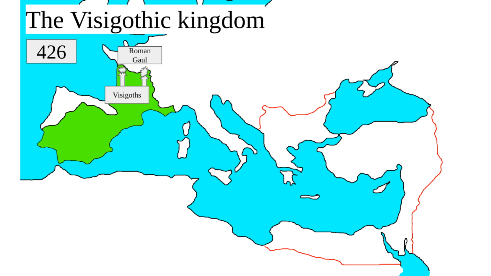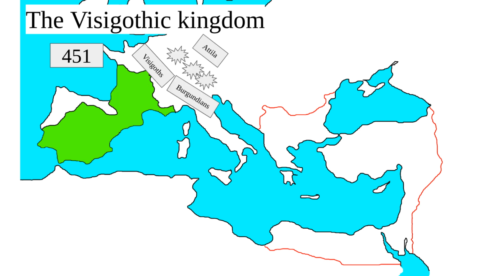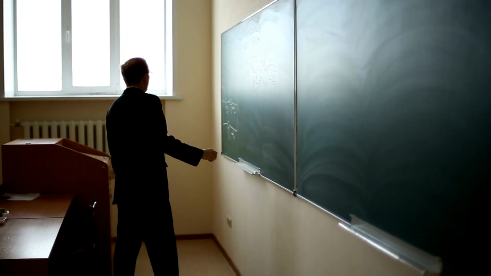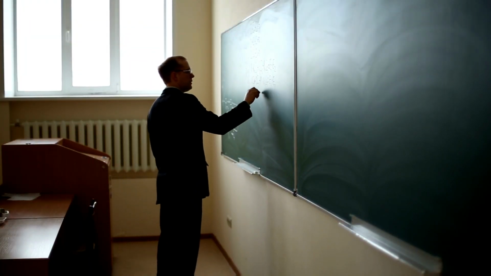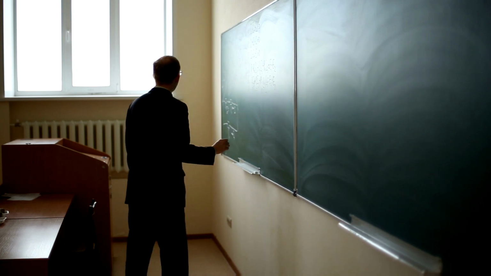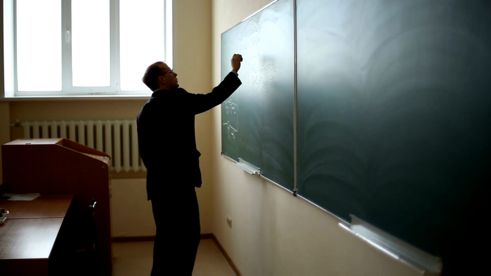In 426, they are mentioned to be hostile toward Roman Gaul, but in 451, the Visigoths and the Burgundians are used to help repel Attila. The friendliness of the Visigoths during the 430s can be explained by the fact that they were not fighting the Vandals, since they had left by then.